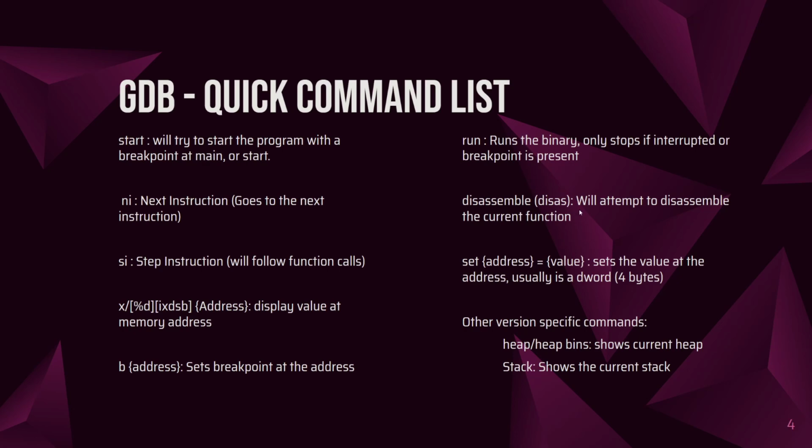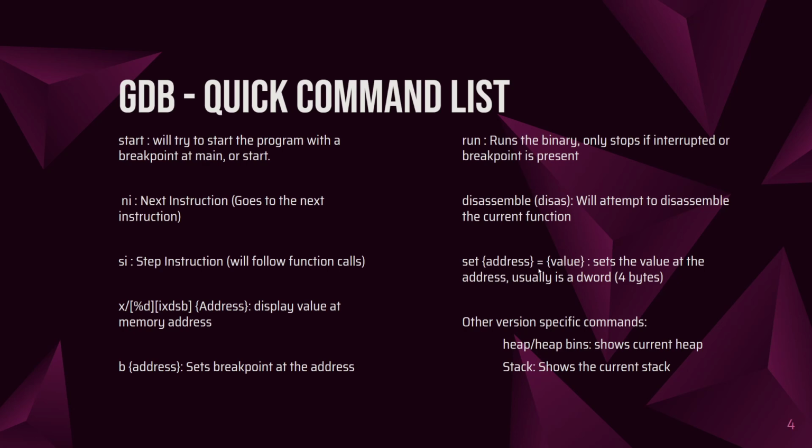Disassemble, or disass. This will attempt to disassemble the current function you're in, or you can specify a certain function to disassemble. This is useful if you want to set a breakpoint in a function. You'd be like, hey, I don't know what the exact offset or the exact address is. You can just show me and then set the offset compared to that function.